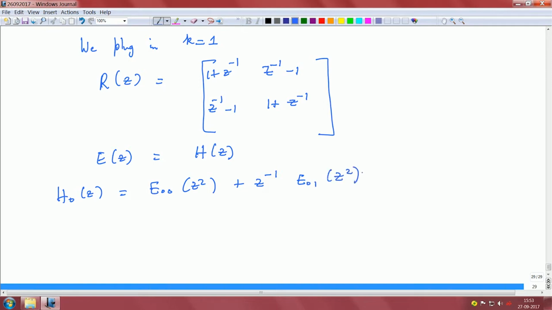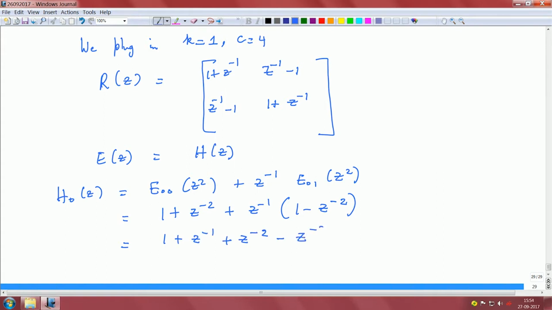And here I think one thing that you have to note is C is chosen to be 4. I have just ignored it, but it is implied that I take C equals 4. K equals 1 and C equals 4, I get this. So you do the math, this comes out to be 1 plus z power minus 2 plus delay times 1 minus z power minus 2. Simplify, this is 1 plus z power minus 1 plus z power minus 2 minus z power minus 3.